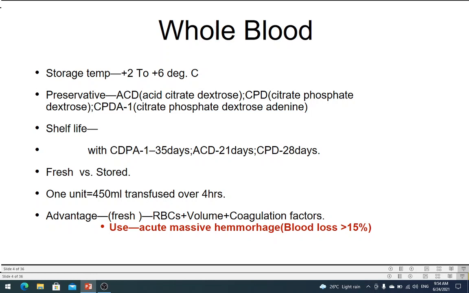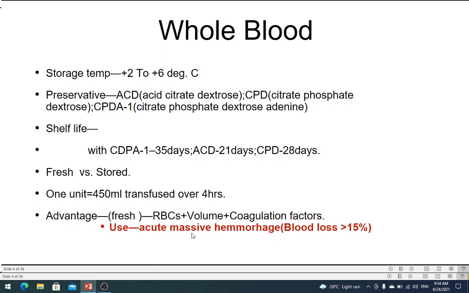I'm not talking about massive transfusion here, but a routine transfusion. You transfuse 450 ml, that is 1 unit, it's called a unit of blood, whole blood, over about 4 hours. So again, I'm just reiterating the advantages of fresh blood.